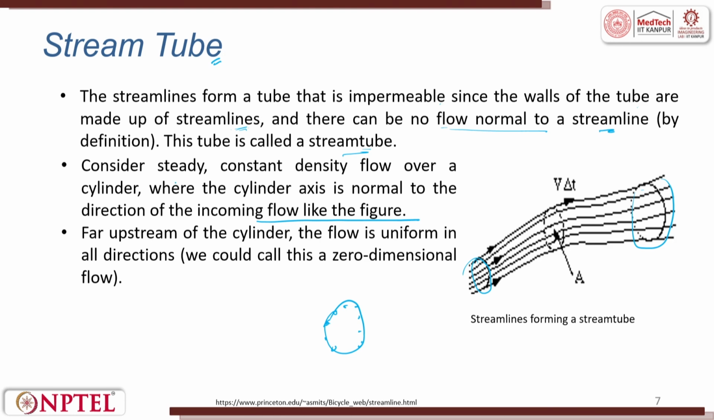Consider steady state, constant density flow over a cylinder, where the cylinder axis is normal to the direction of the incoming flow like shown in the figure. Far upstream of the cylinder, the flow is uniform in all the directions. We could call them zero-dimensional flows.